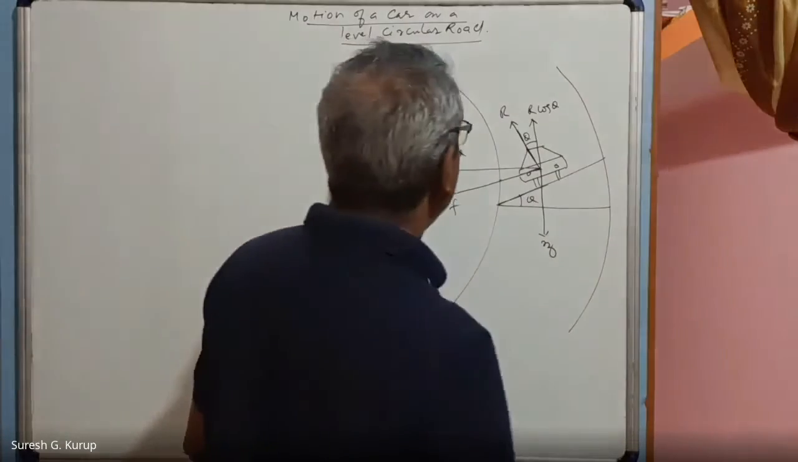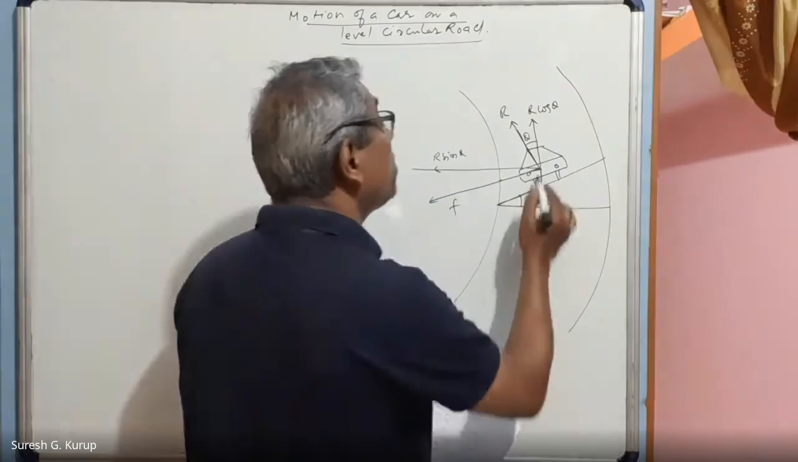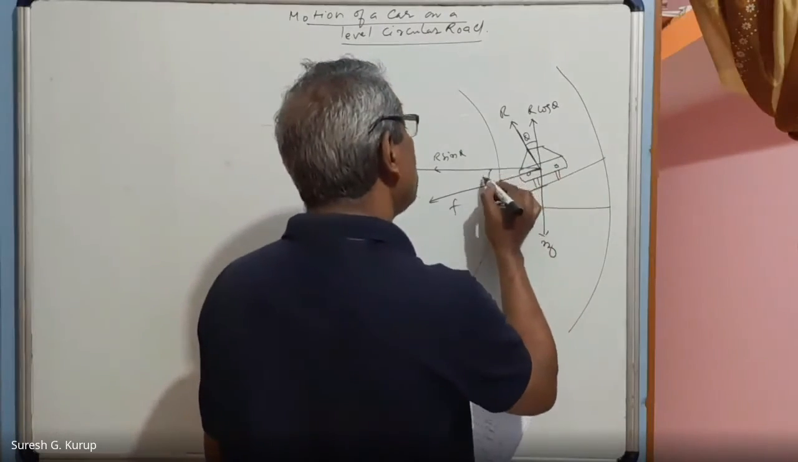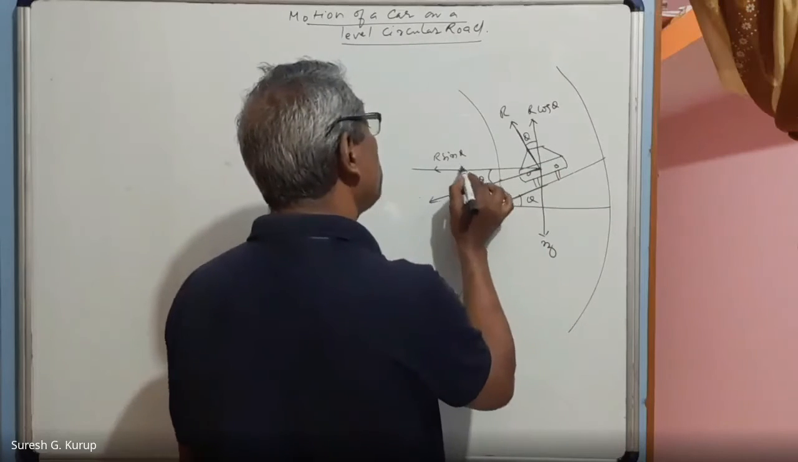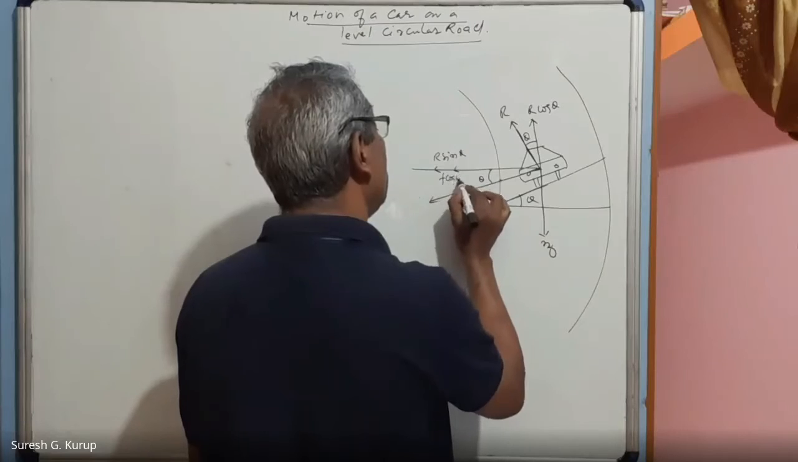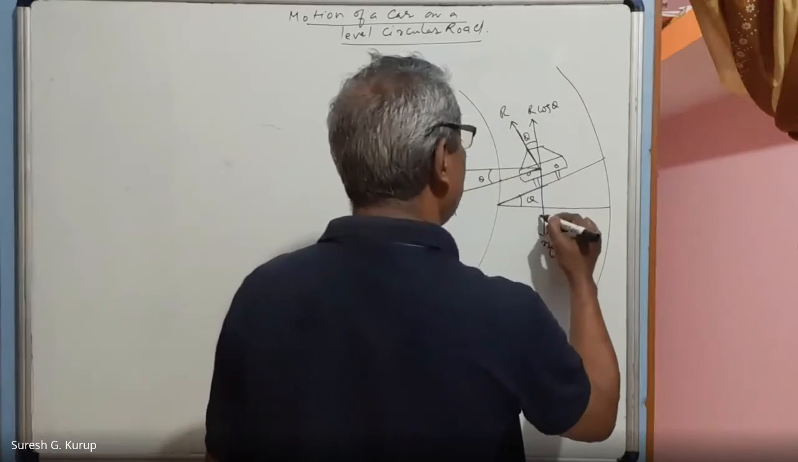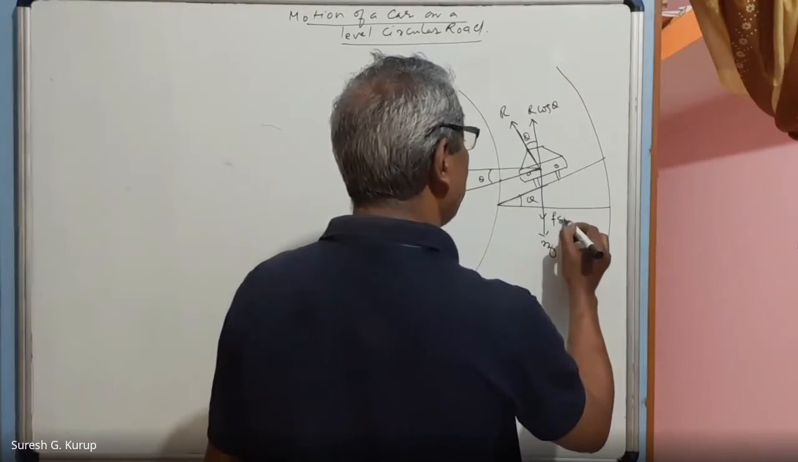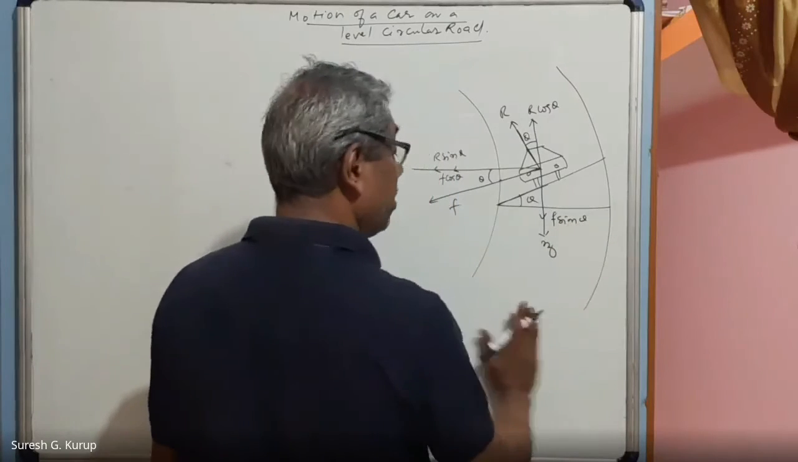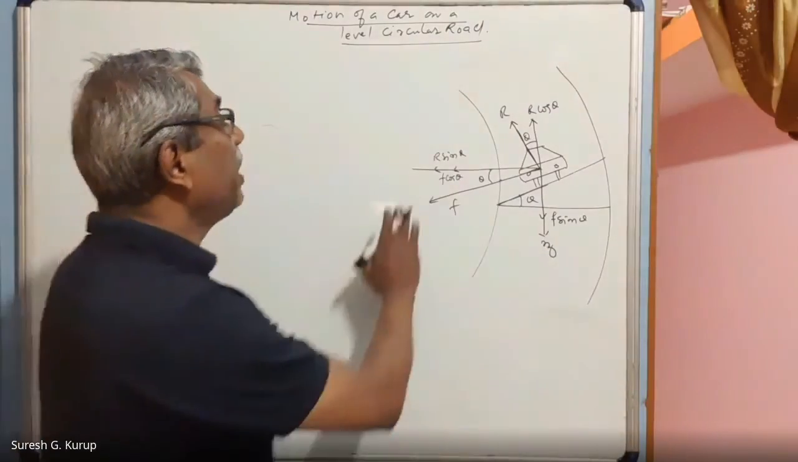Now F also can be resolved into two components. Suppose this angle is theta, naturally this also will be theta. Therefore, F can be resolved into two components. This is F cos theta. F cos theta is acting like this, and the other one, F sin theta, is acting like this. F sin theta. So this resolution is very important, right? This is the diagram, very clear, I suppose.